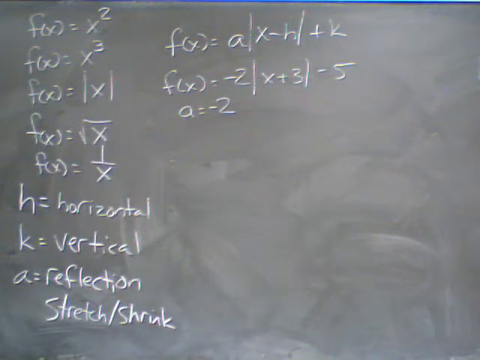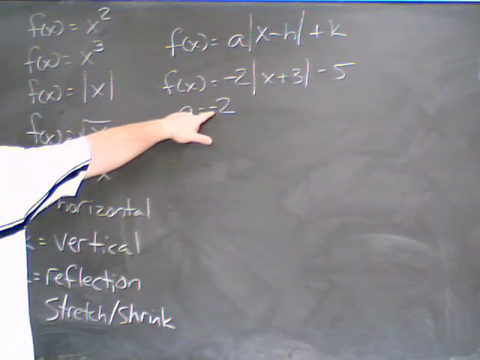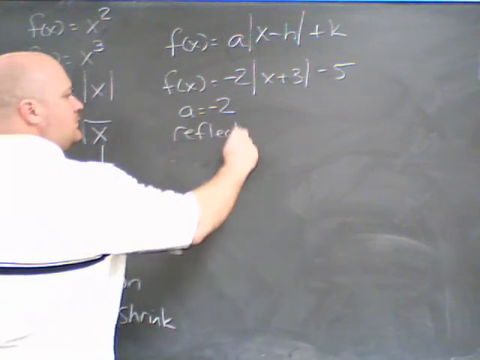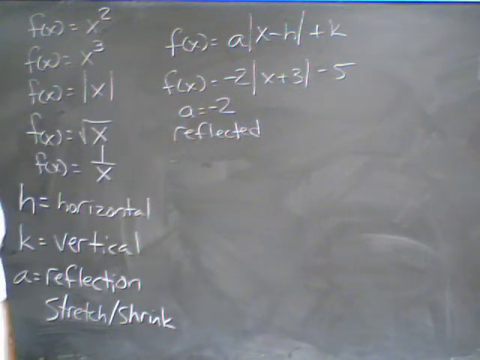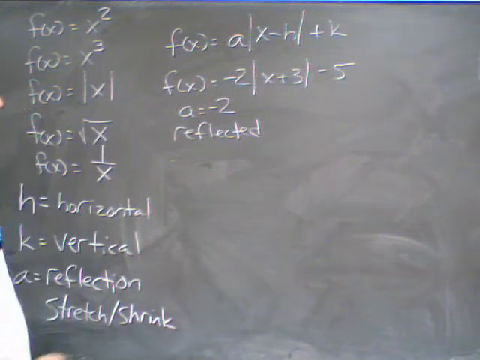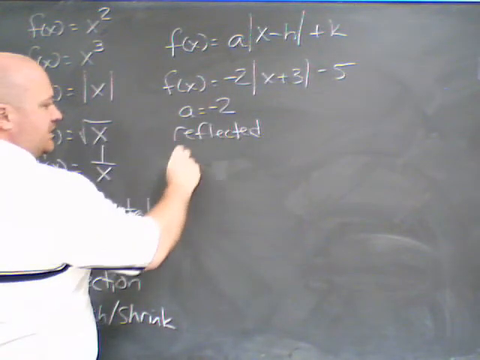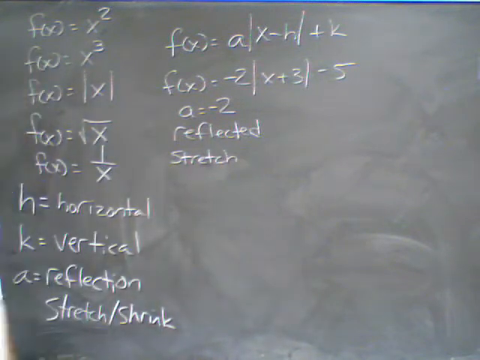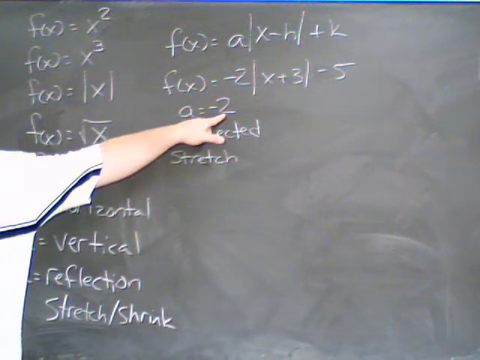What that tells me is the negative tells me that it is going to be reflected, which means it is now going to be pointing down. And 2 tells me that it is going to be stretched again. It's going to be skinnier than it was before.